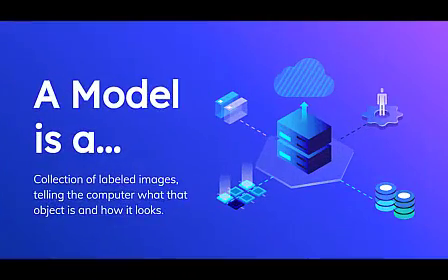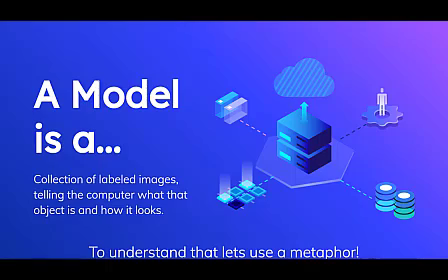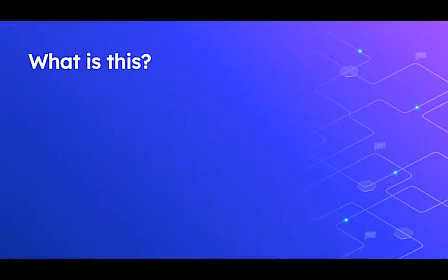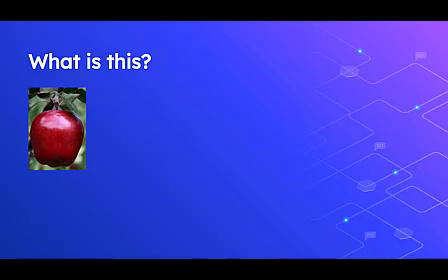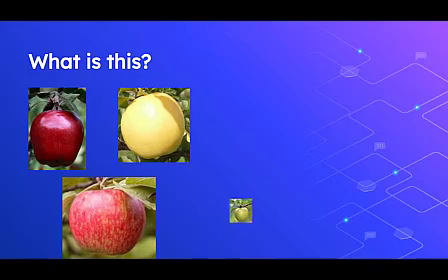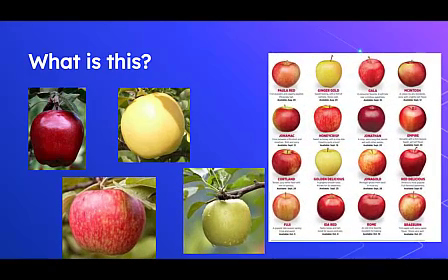So a model is a collection of labeled images that tells a computer what an object is and how it looks. To understand this, we're going to use a metaphor. So can you identify this object? How about this one? And this one? And this one? And all of these? They're apples.